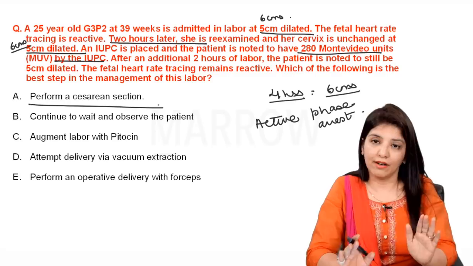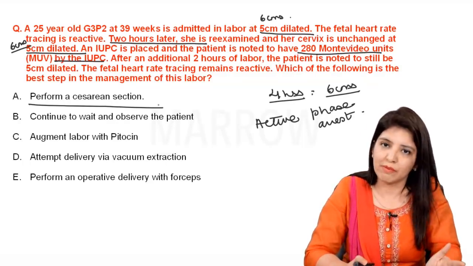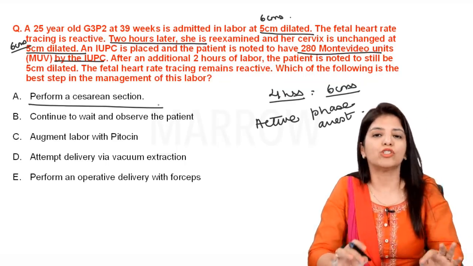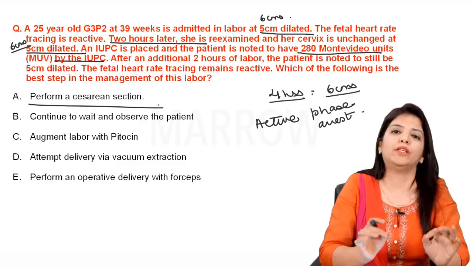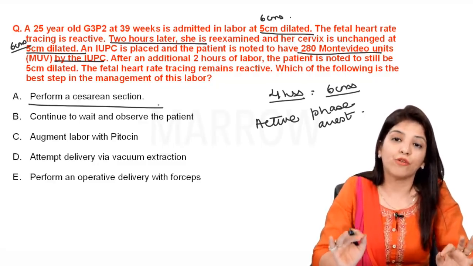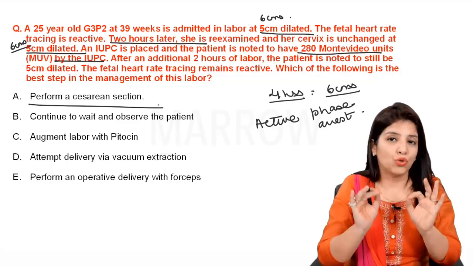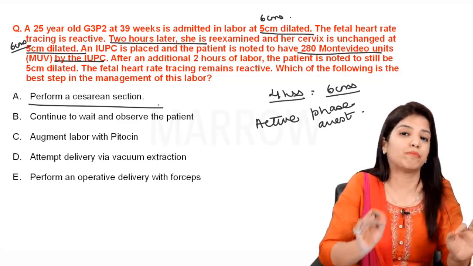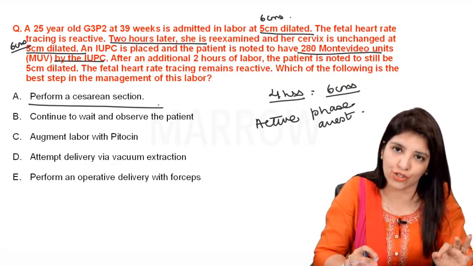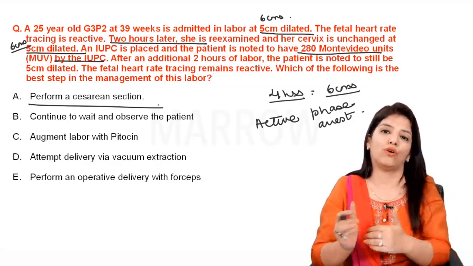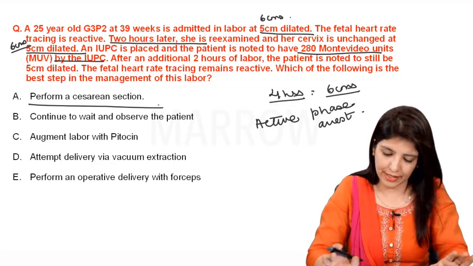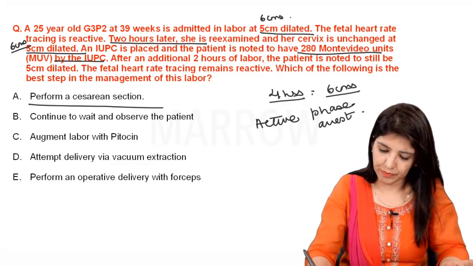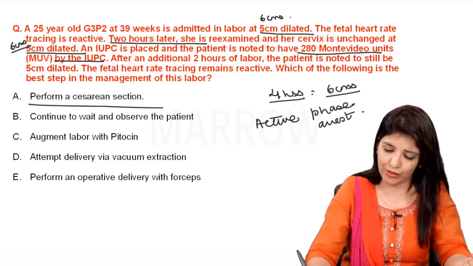Again, I am repeating. Earlier the active phase was from 4 centimeters and that is why in this question they have mentioned 5 centimeters. If this question will be asked now, it will be with 6 centimeters. And active phase arrest means that there is no dilatation of the cervix and 4 hours have passed in spite of good uterine contractions and after the membranes of the patient are ruptured. Clear? And always the management in such a case is cesarean section. So that was abnormalities of first stage of labor.